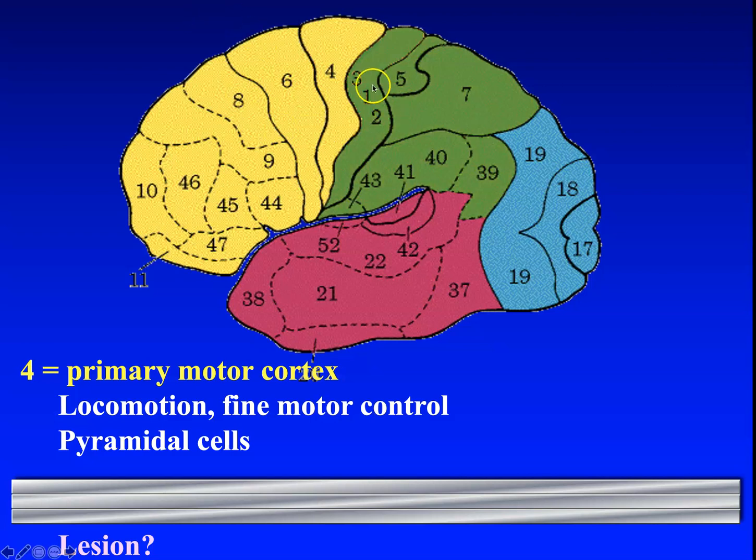Now, it might be localized. It might be just a little tiny lesion right here, which means you might lose motor activity in a specific part of the body on the other side. But primary motor cortex, area 4, that is initiation of voluntary movement. And it's contralateral. All right, so left brain controls voluntary movement on the right side of the body.